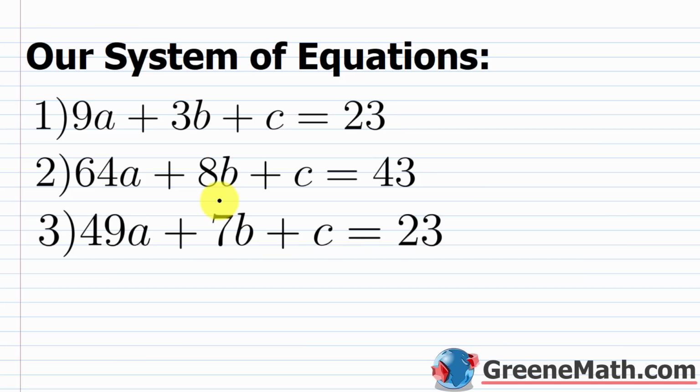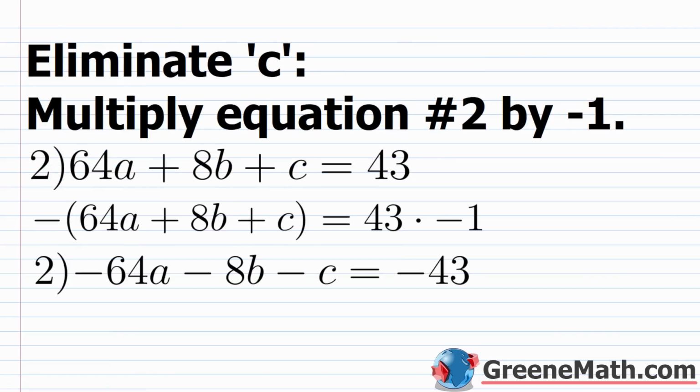All right, so our system of equations, we end up with equation number 1, 9a plus 3b plus c is equal to 23. Equation number 2, 64a plus 8b plus c is equal to 43. And then equation number 3, we have 49a plus 7b plus c is equal to 23. All right, once again, we're going to eliminate c. And to do that, we're going to multiply equation number 2 by -1. So our modified form of equation number 2 is -64a minus 8b minus c is equal to -43.